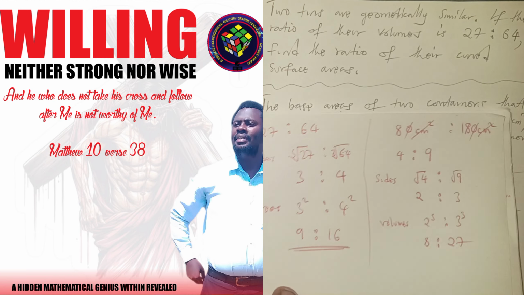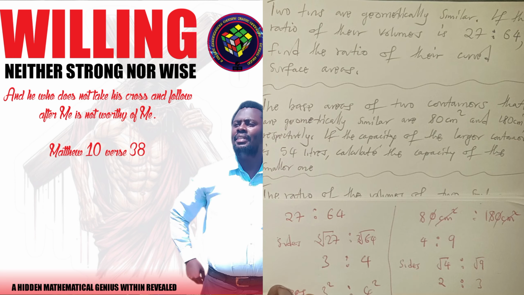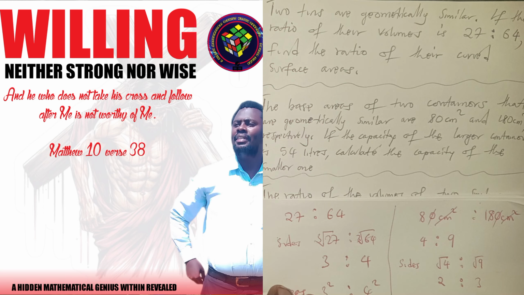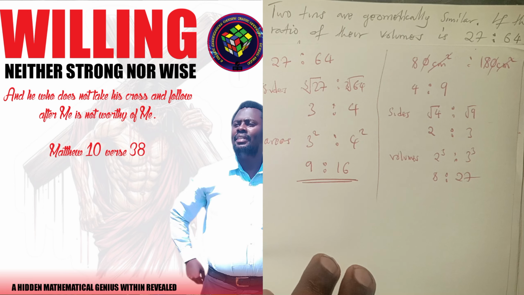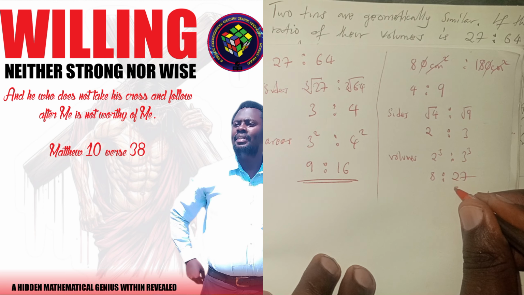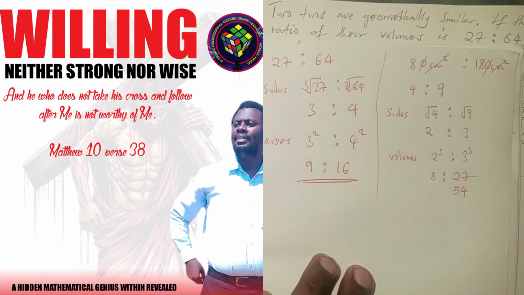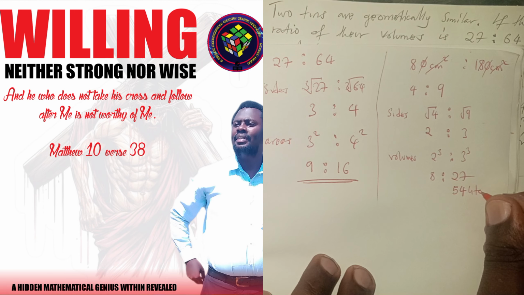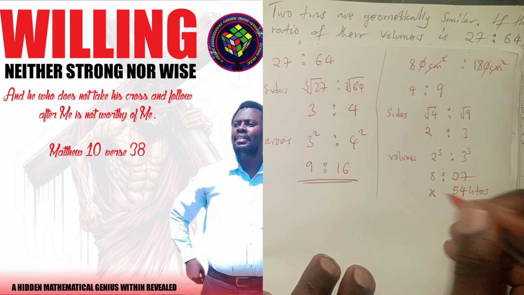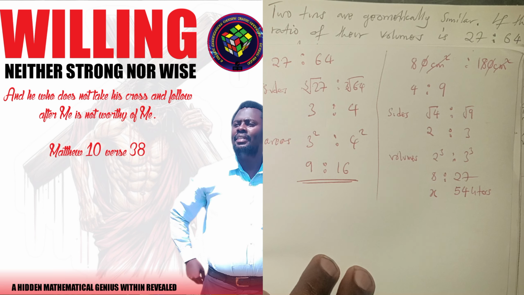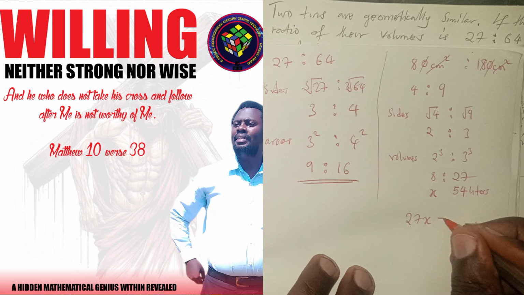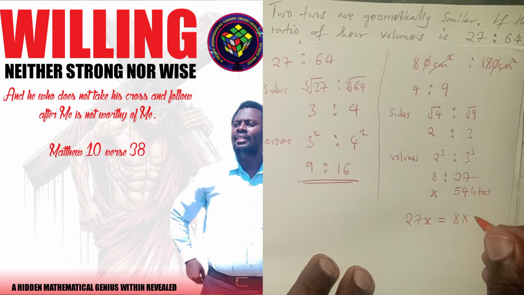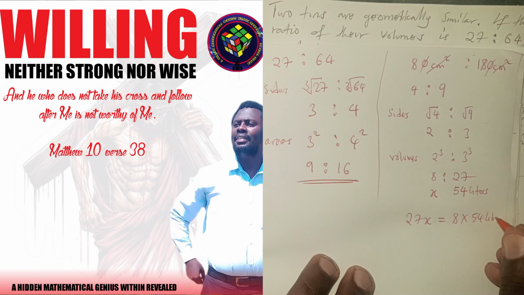Okay, now here we are told that the larger container is 54 liters. So 54 liters corresponds to 27 there. So we put 54 there, that is 54 liters. For the smaller one, you put X there. Then we can cross multiply. 27 multiplied by X, you get 27X is equal to 8 multiplied by 54 liters.